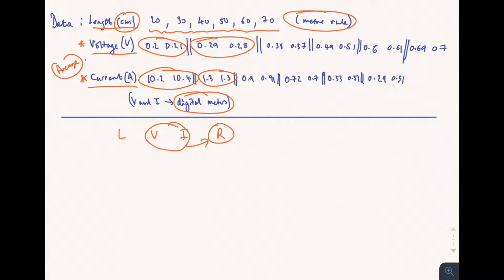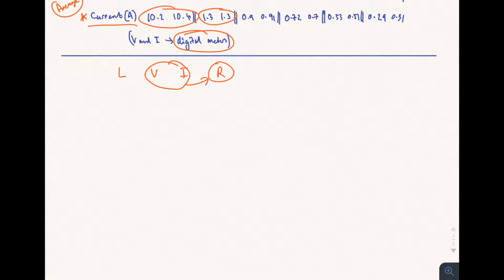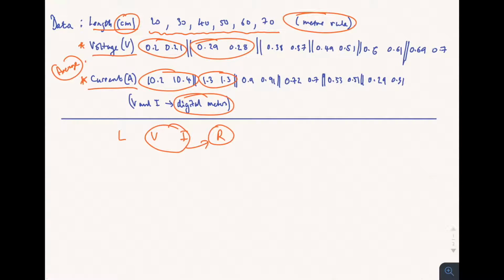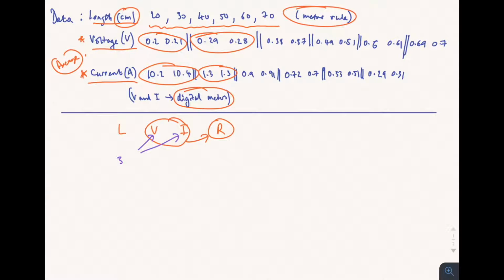Okay, so let's start by getting a table laid out. I need to have length, voltage, current and resistance in there. Because both voltage and current were repeated, they need 3 columns each.